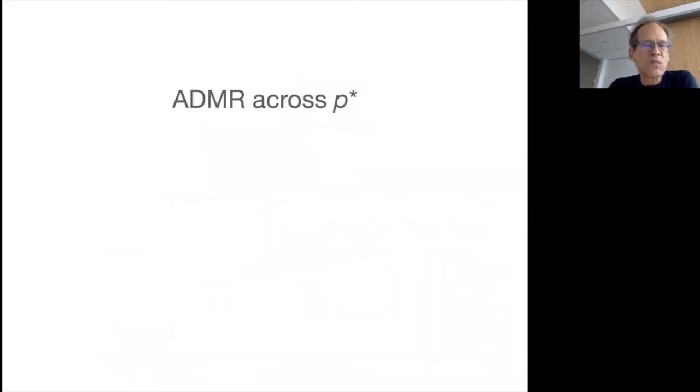Okay. More recent experiments I'd like to mention use something called angle-dependent magnetoresistance, the acronym is ADMR. This is a powerful experiment that can map out the shape of the Fermi surface and also extract information about the scattering rate or the collision time. But let's focus on the Fermi surface.